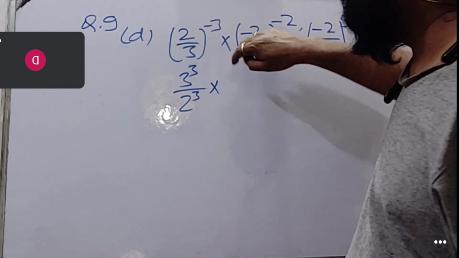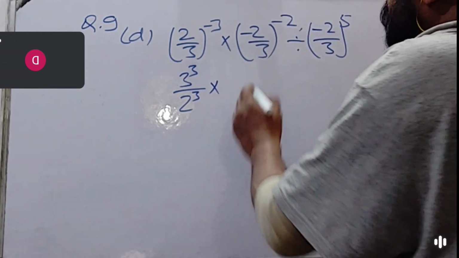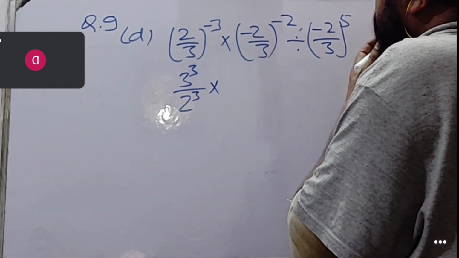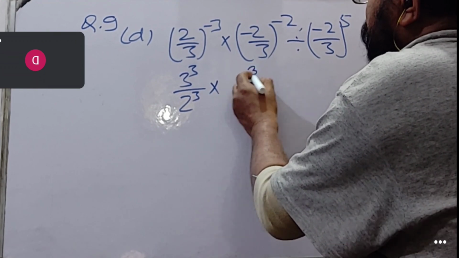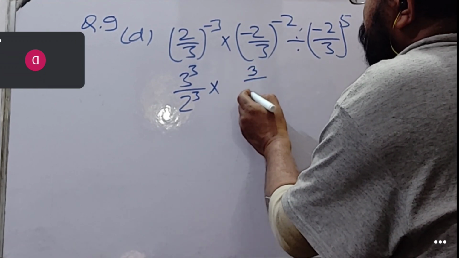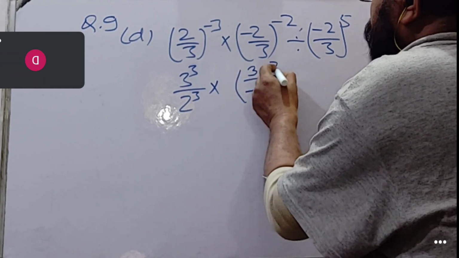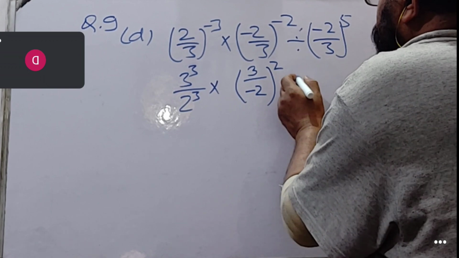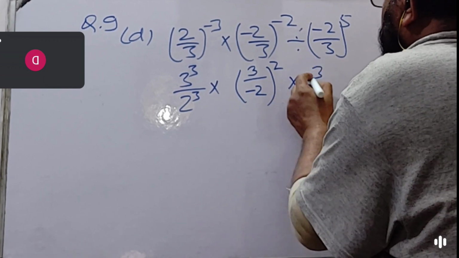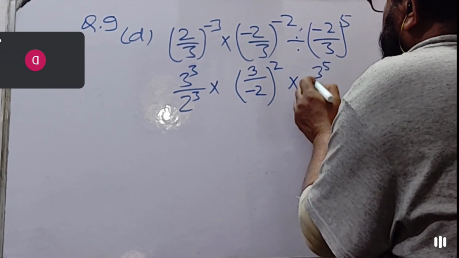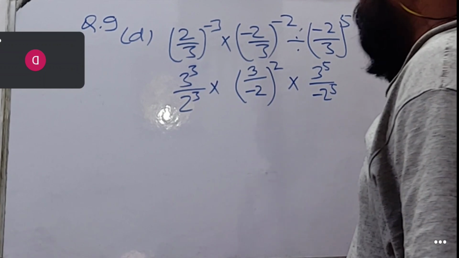Okay Harsh? It gets reciprocal, and in this case it is also 3 upon minus 2 whole power, and it gets in division, so that's why it goes in 3 raised to the power 5 upon minus 2 raised to the power 5, right?